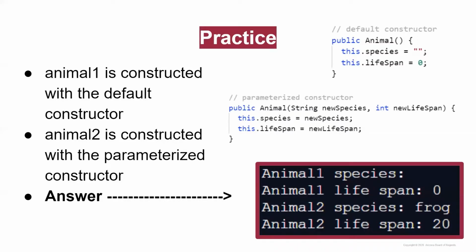So when we print out the attributes of both of these, the animal 1 species is just empty. There's nothing there, a blank string. Animal 1 lifespan is 0. Animal 2 species is frog. And animal 2 lifespan is 20. Hopefully that makes sense based on what we just talked about.